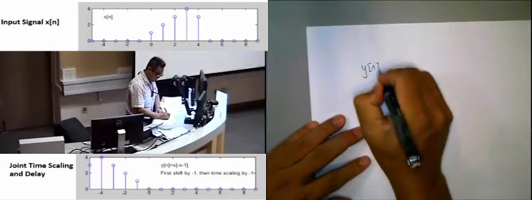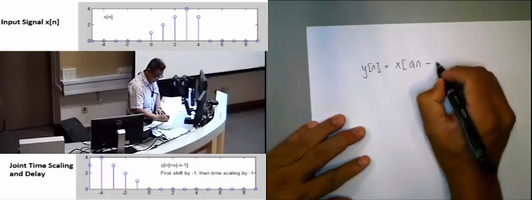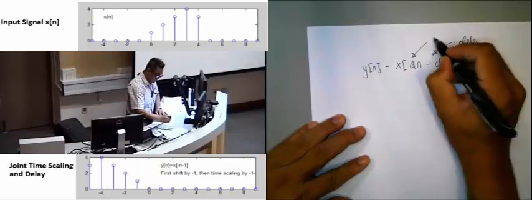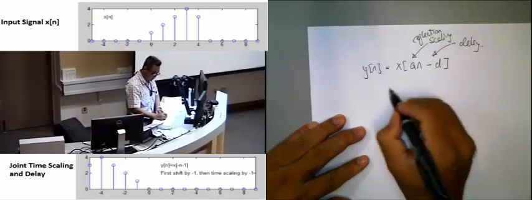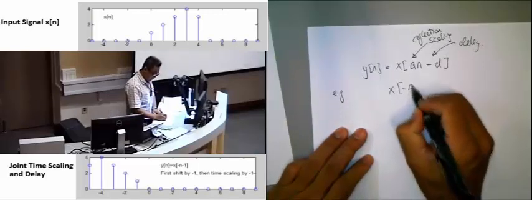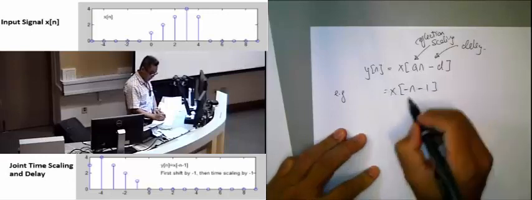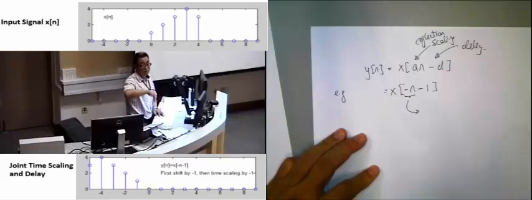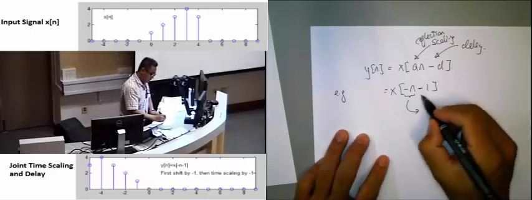y[n] = x[an - d]. So we are performing some delay and some operation of scaling or reflection. For example, my example is x[-n - 1]. In this example, it's not scaling. a is 1, so it is not making n bigger or smaller. It is simply a reflection, and here I'm delaying by 1 sample.